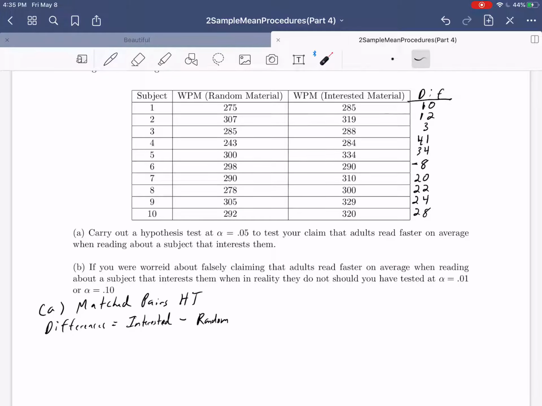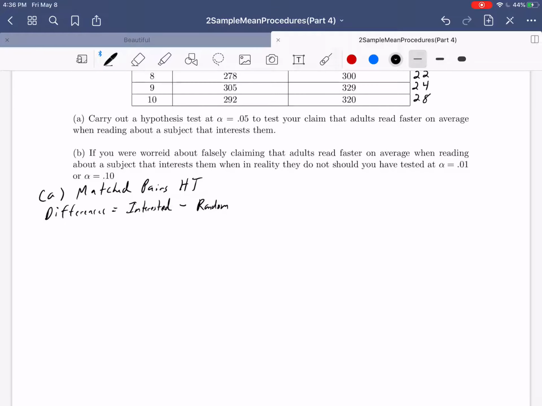We don't care about what their natural reading speed is. We care if it went up when they were given interested material. And you can see that even though some of these people might have still had relatively lower reading speeds, for example, this person was still only in the high 200s, they had a massive increase. So we care more about these differences than we do their individual scores. And again, that's the whole point of a matched pairs analysis. All right, let's get into actually running this test then.